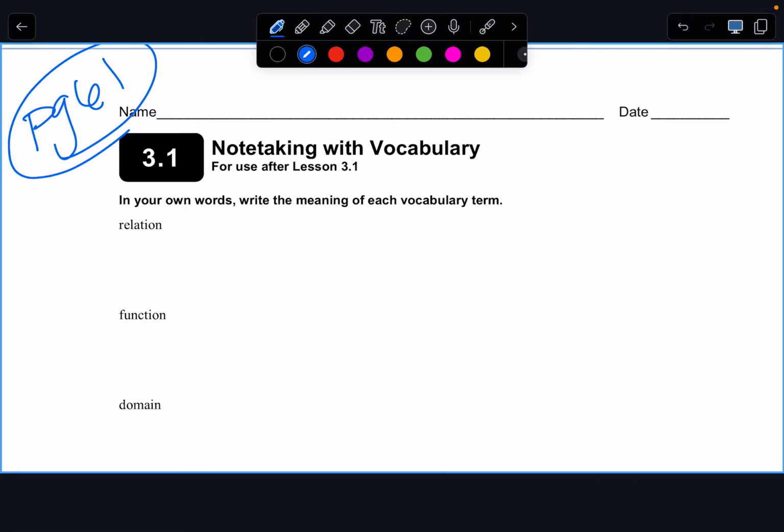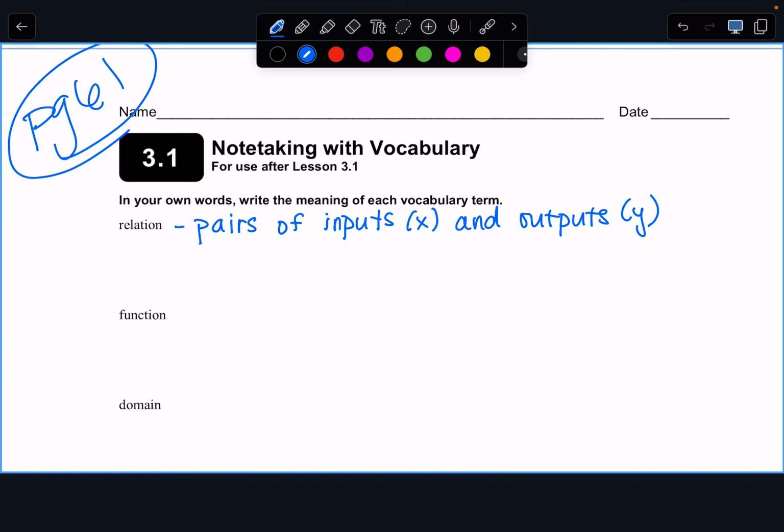Okay. So we're going to talk about relation. In math, it's a relationship of an x and a y. So it's basically just pairs of inputs, which is our x, and outputs, which is our y. If I'm talking about a relation, I'm talking some sort of relationship with x, y coordinates.